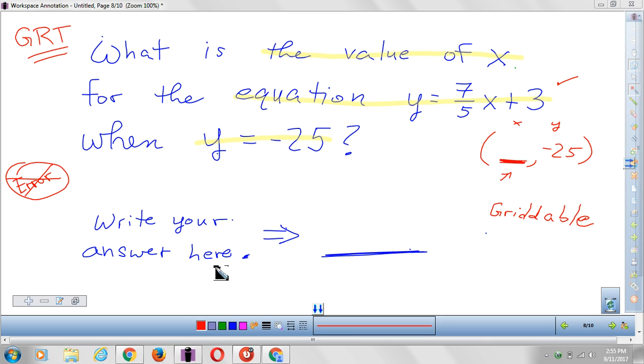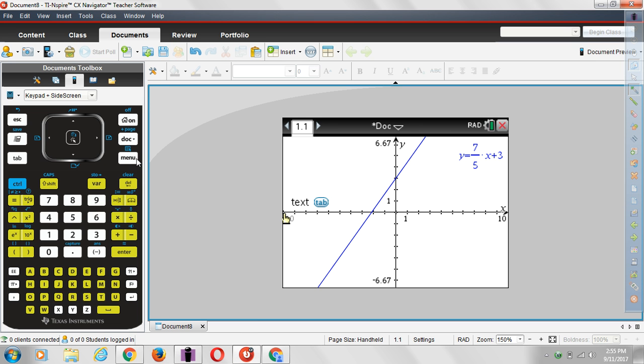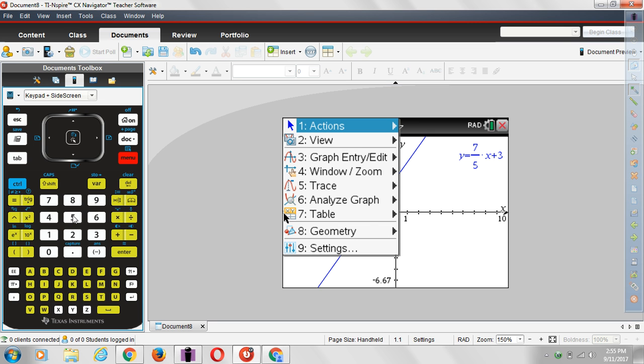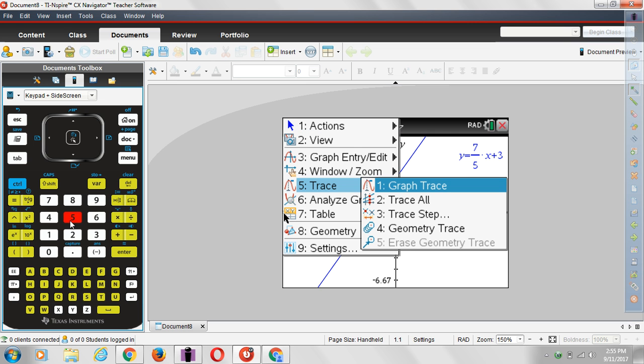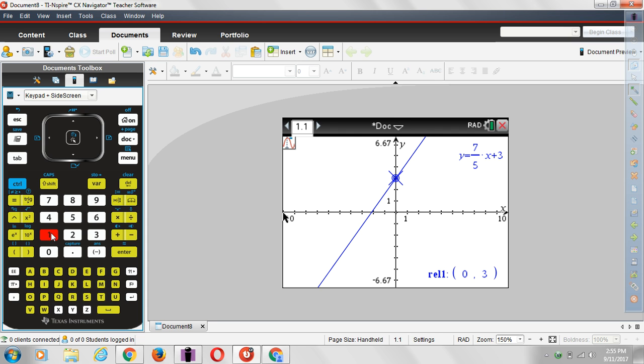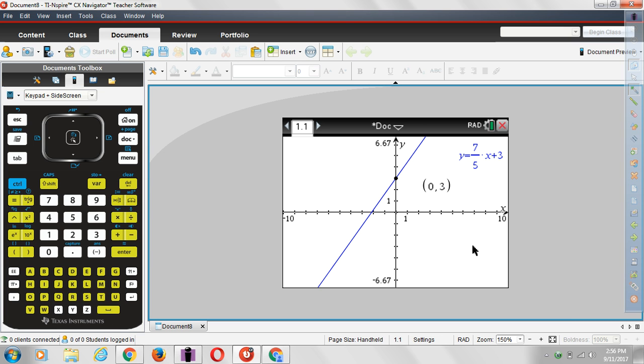Just like I always review, I've seen the keyword graph, I've seen the keyword relation. I have not seen the keyword trace yet, so please don't get stuck. You haven't finished your strategy yet. You've got to do trace. So here we go. Menu. Trace is number 5, and inside trace, we always choose number 1, which is graph trace. Right now I see the blue X. The blue X reminds you that you are supposed to hit enter and then escape. Now I see my ordered pair, and I'm going to move it so I can see it more clearly.